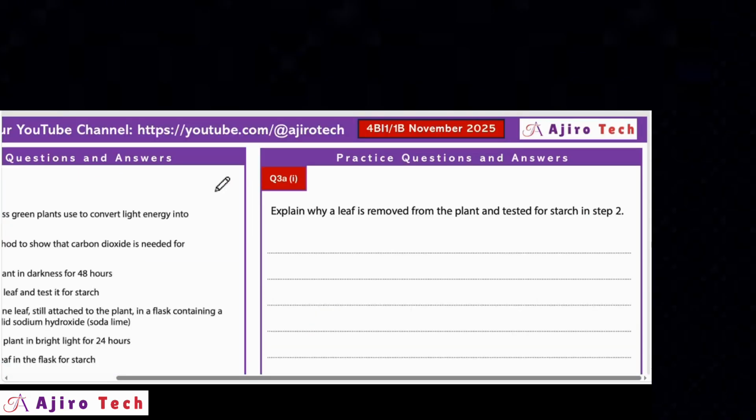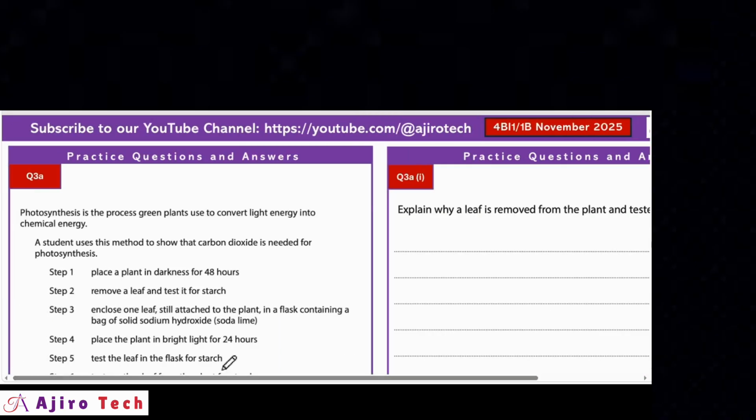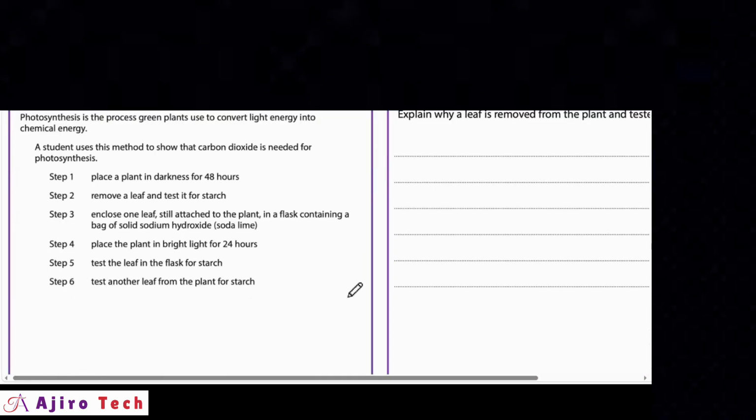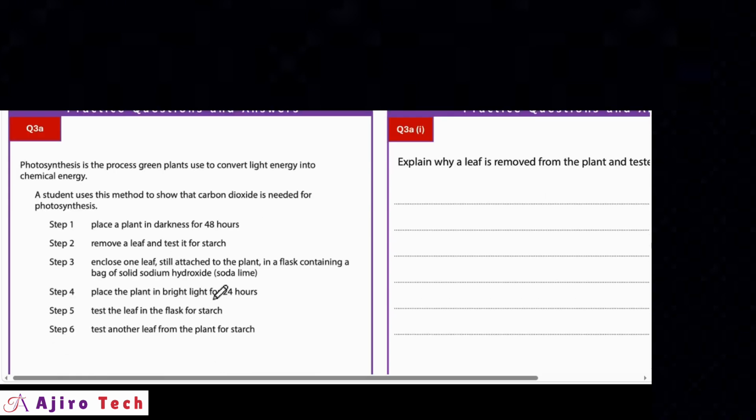So let's move to the next one. Okay. Yeah, this is another investigation question. This investigation is not so easy, so let's take it one step at a time. Let's take it step by step, so we'll be able to understand. Photosynthesis is the process green plants use to convert light energy. So a student uses this method to show that carbon dioxide is needed.